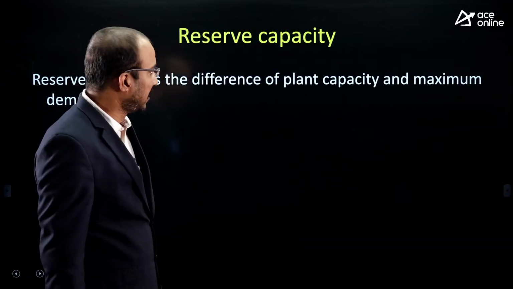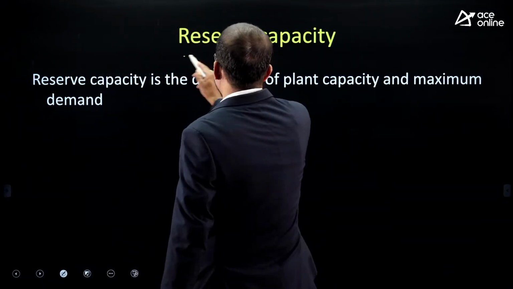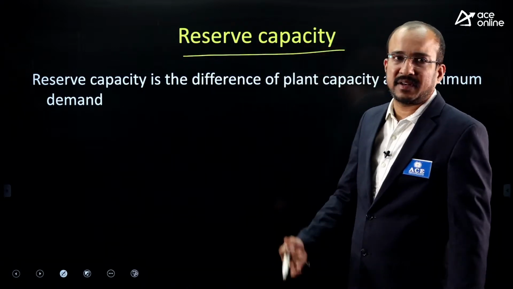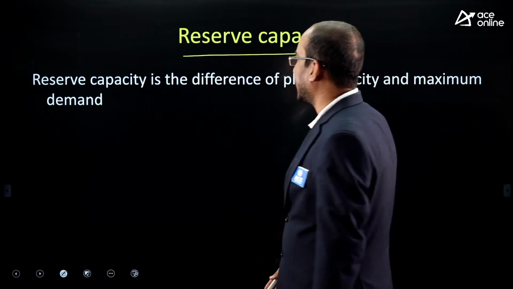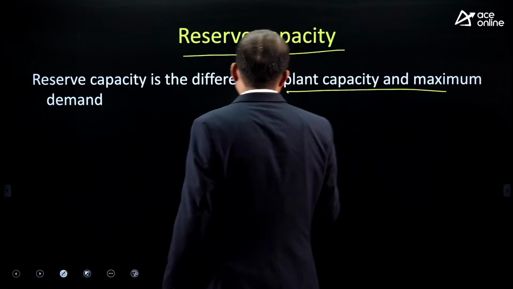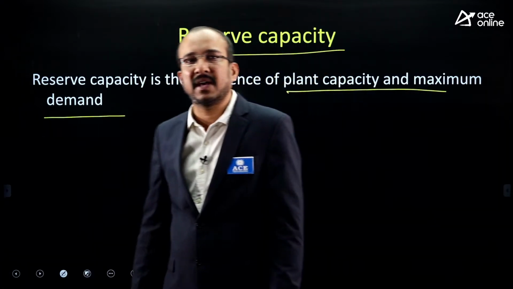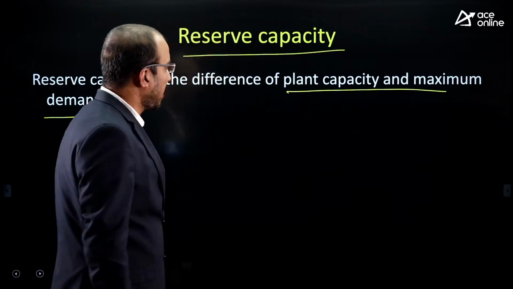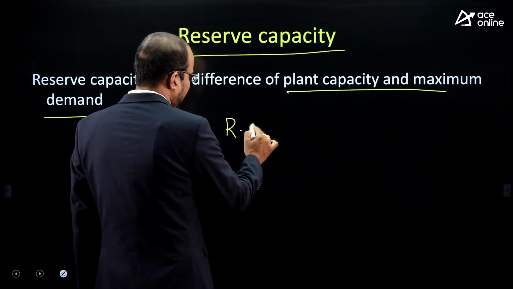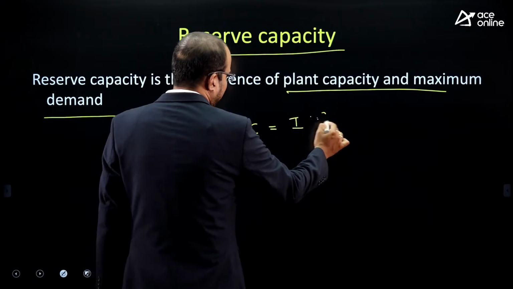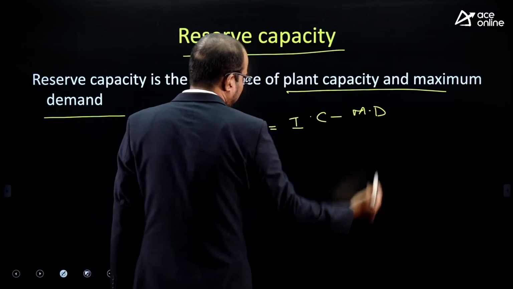Maximum demand. Now let us see what do you mean by reserve capacity. How do you calculate it? It is the difference between plant capacity and maximum demand. So reserve capacity is equal to installed capacity minus maximum demand.